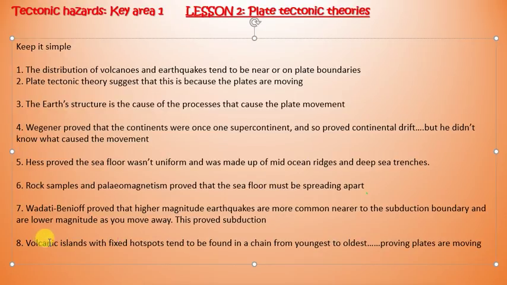And finally, another cherry on top with regards to evidence can be found with volcanic islands such as Hawaii, where you've got fixed hotspots. Where you've got the current hotspot, you get the youngest rock, the youngest islands, but as you move away in a line or in a sequence, you get older islands. This proves the plates are moving slowly, but it also proves the direction and the speed at which they are moving as well.